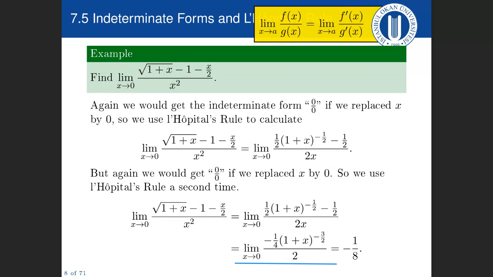The derivative of the function on the top is minus 1/4, 1 plus x to the power minus 3 over 2. And of course, the derivative of 2x is just 2. If now we replace the x by 0, then we do not get 0 divided by 0. Now we get minus 1 over 8. In this example, we needed to use L'Hopital's rule 2 times.